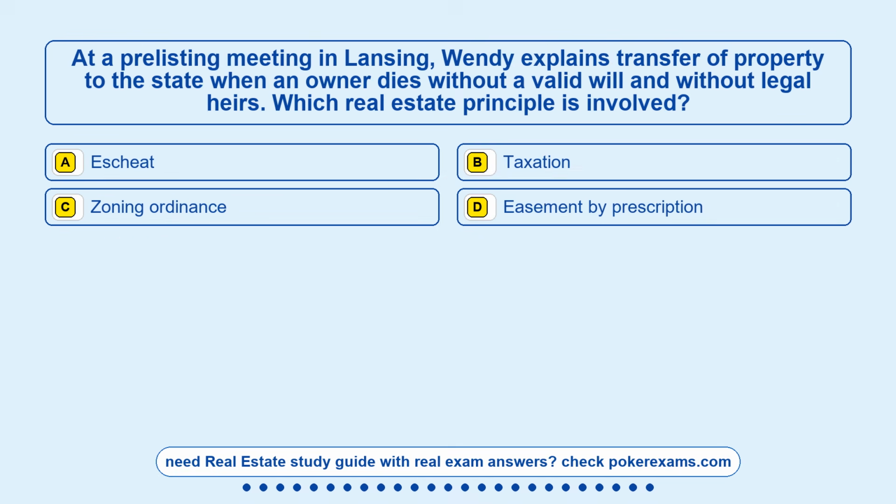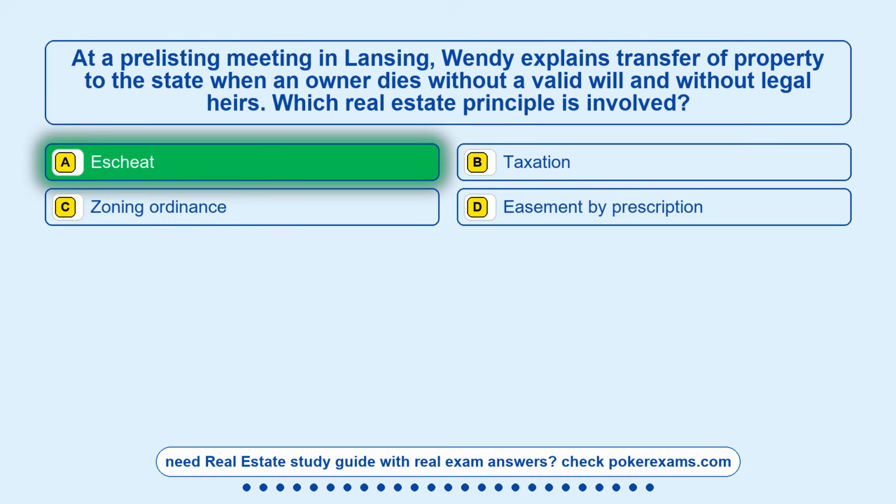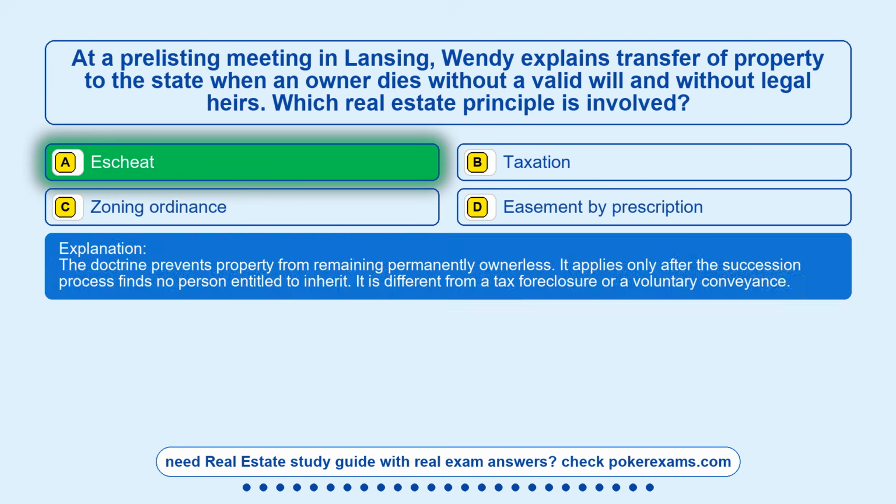Question 8. At a pre-listing meeting in Lansing, Wendy explains transfer of property to the state when an owner dies without a valid will and without legal heirs. Which real estate principle is involved? Option A, escheat. Option B, taxation. Option C, a zoning ordinance. Option D, easement by prescription. The correct answer is option A, escheat. The doctrine prevents property from remaining permanently ownerless.